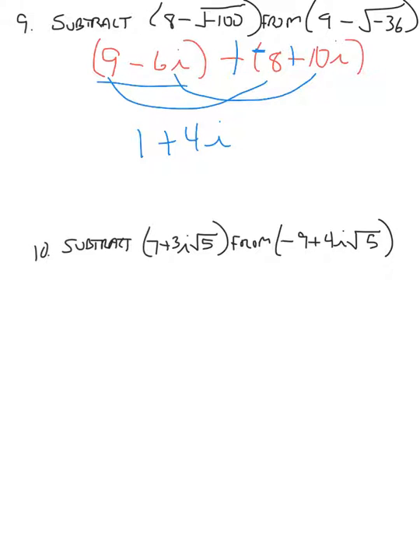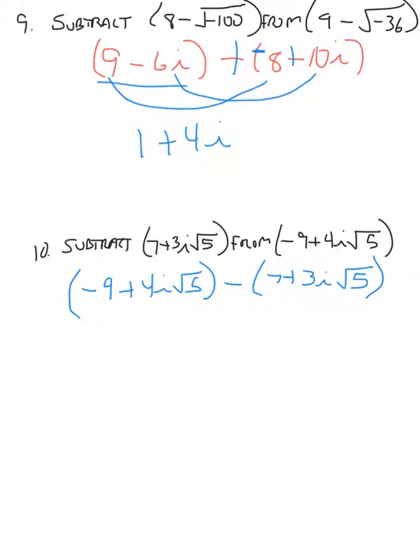Second one, number 10, subtract from first again. Here we go. Our second one gets listed first: negative 9 plus 4i radical 5. A little harder of a problem. And we're going to subtract the 7 plus 3i radical 5. Now, this is only going to work because luckily the square roots are the same, square roots of 5, and we've got imaginary with it. So 3i radical 5 and 4i radical 5, we can add and subtract. Those are like terms. And of course the negative 9 and 7 out front are also like terms.